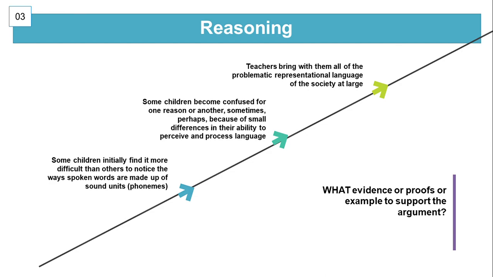Right. And the last is that some children initially find it more difficult than others to notice the way spoken words are made up of sound units or phonemes. They would thus not understand what the teacher means by the first sound in a word. As children try to make sense of instruction, the confusion can compound itself and go unaddressed. But the initial language processing differences are far from terminal. Even children who have quite extreme differences, such as profound deafness, can become literate.